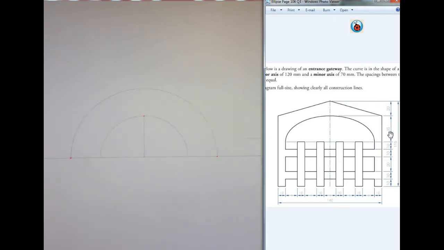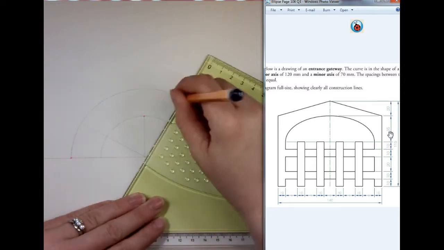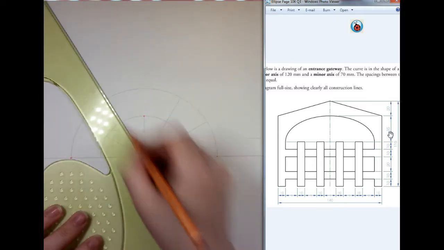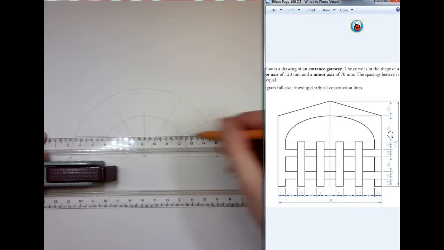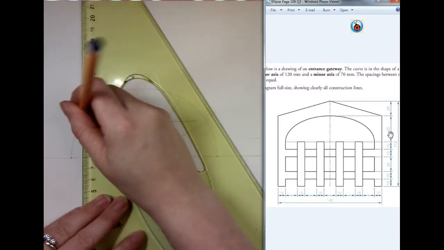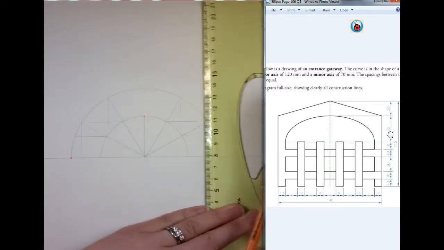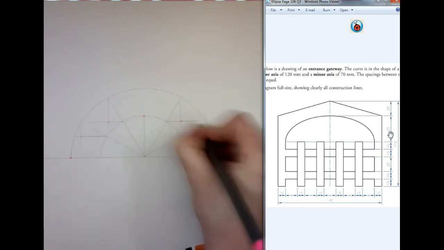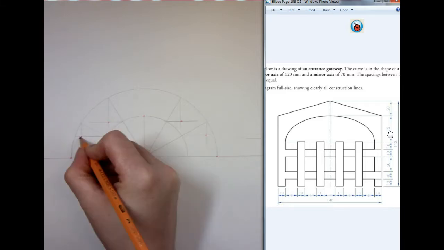We're just going to draw our construction. Where it hits the minor, go parallel to your major. Where it hits your major, go parallel to your minor. And once we have our dots, we're going to join them nice and neatly.